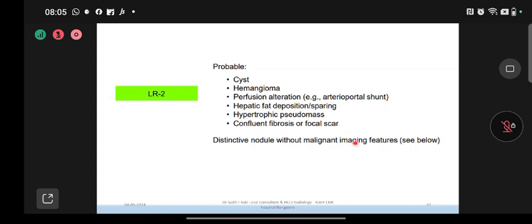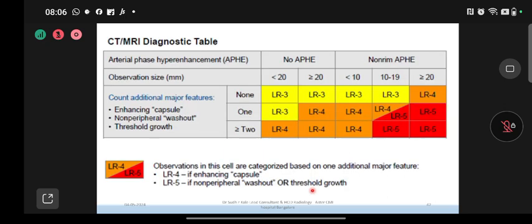What is this LR2 category? LR2 category is like, you know that these are cysts, but still sometimes they have some atypical features. There could be a small intramural nodule, there could be some septation, there could be some hemorrhage inside it, or something which bothers you to call it a classic benign lesion. That is when you are going to put LR2. Similarly, atypical hemangioma, some perfusion alterations. Wherever you feel that there is not a very classic appearance, that is when you are going to call it LR2.